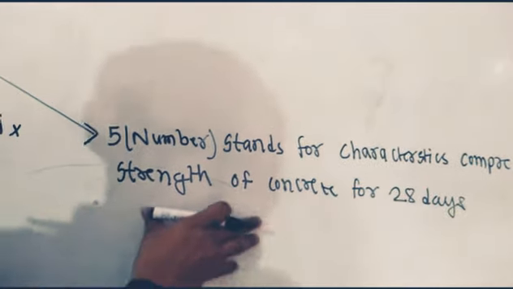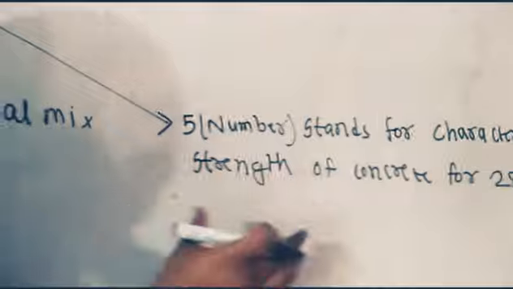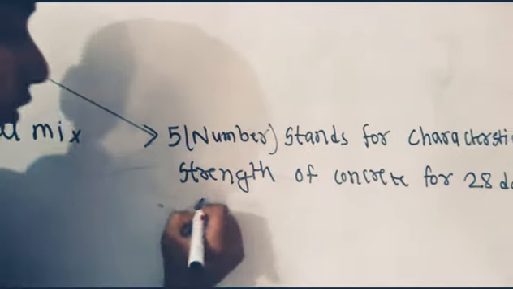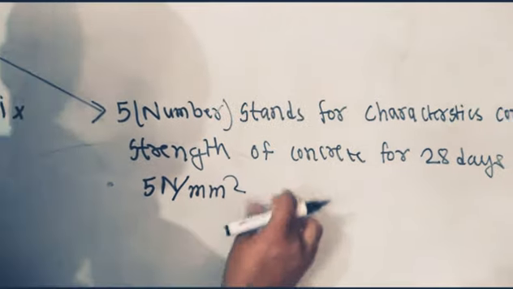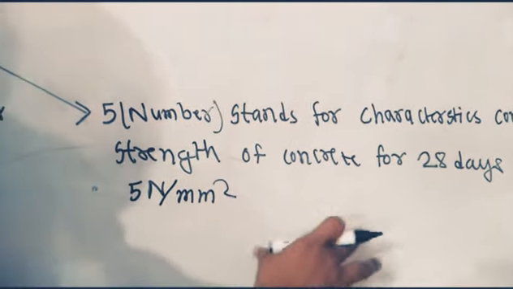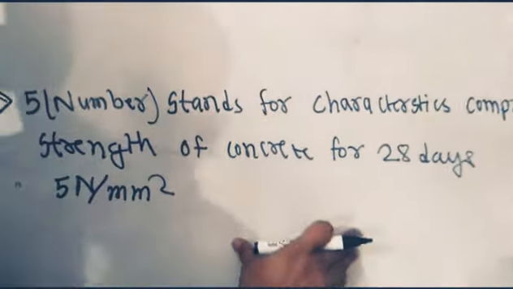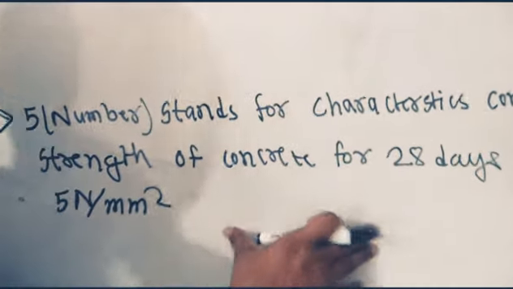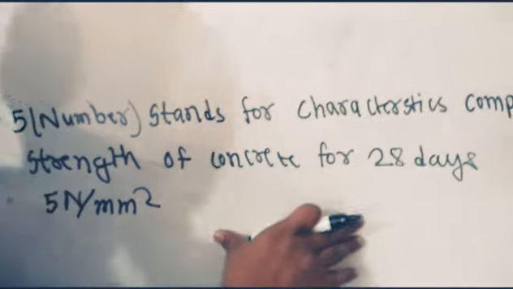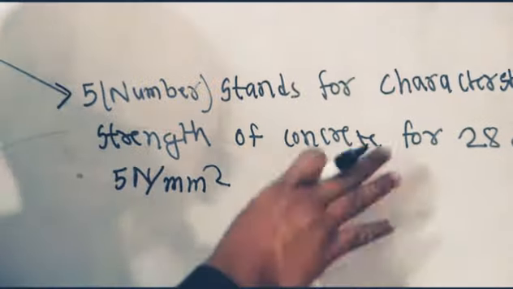This strength of concrete is 5 Newton per mm square for 28 days if it is checked with the compressive testing machine. And I am going to make one table to explain the different grades of concrete and mix ratio.